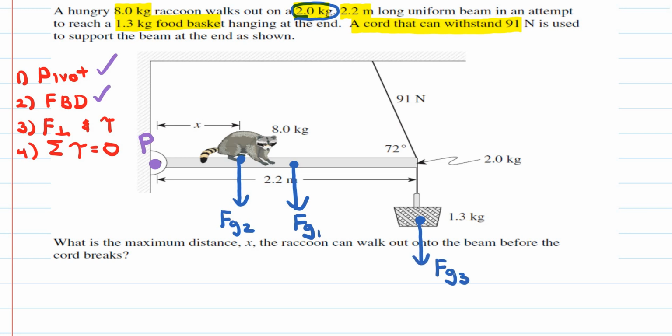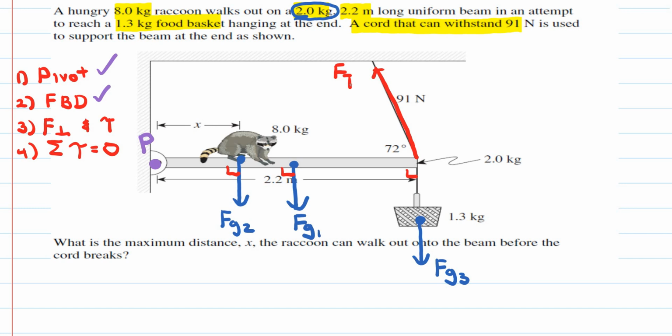So we have 3 forces acting in the downwards vertical direction, and all of these are perpendicular to the pivot, which is pretty good. And just like the previous problem, we do have a tension in the rope, so we'll call that Ft. There's a force tension there, so that's your free body diagram. We're done with step number 2.